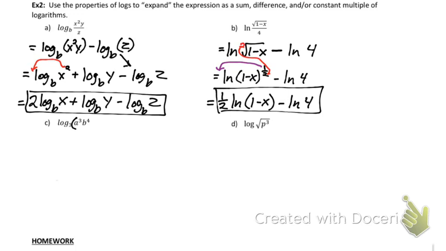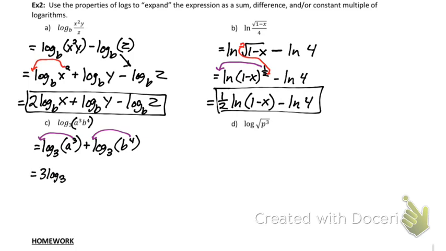So I really have a cubed times b to the fourth. Multiplication in your argument means that to expand it, we're going to use addition. So my next step is log base 3 of a cubed plus log base 3 of b to the fourth. Now we'll tackle our exponents. So now I'm going to have 3 times log base 3 of a plus, carry that 4 out front, 4 times log base 3 of b.